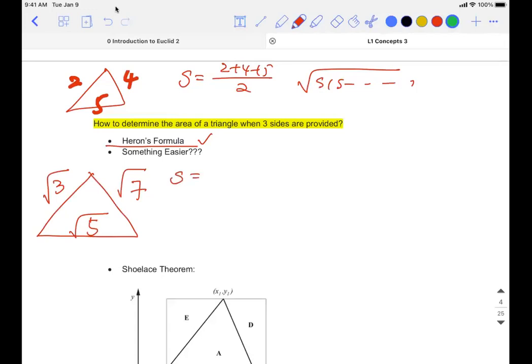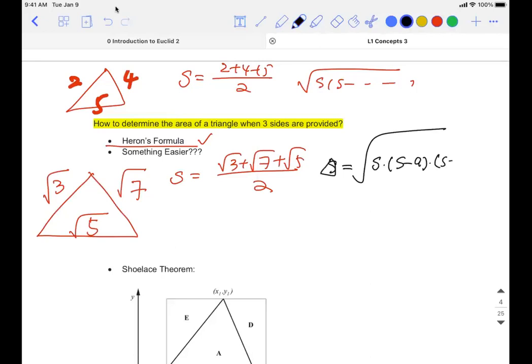Okay, if you have such a situation, you want to determine the area again using Heron's formula, S will be what? Root 3 plus root 7 plus root 5 divided by 2. And then your calculation will be horrible. Your area is going to be the square root of S times (S minus A) times (S minus B) times (S minus C), right? There will be tons of square roots here and here, here and here.